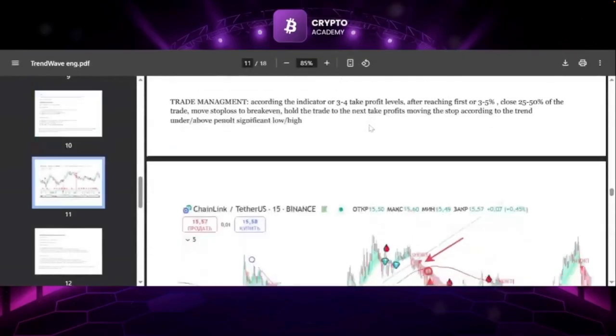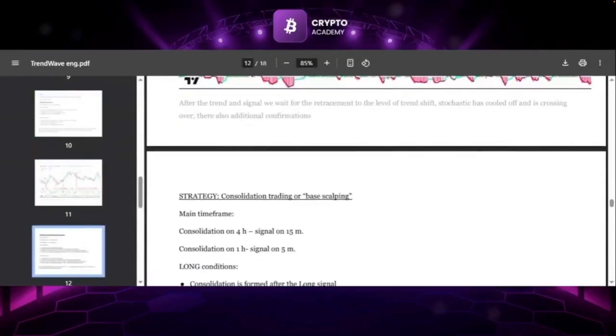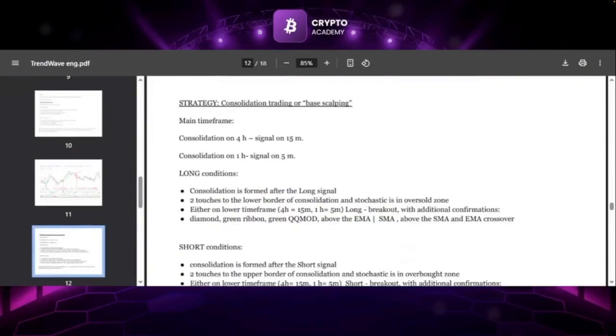Let's go through the next strategy. This is base scalping. There are a few differences between trading the base on swings and scalps. We are really looking for a base on the 4H time frame according to the trend, which means a short base for a short signal and a long base for a long signal. And we switch to a lower time frame to get a breakout of the trend. And only then we enter into an idea.